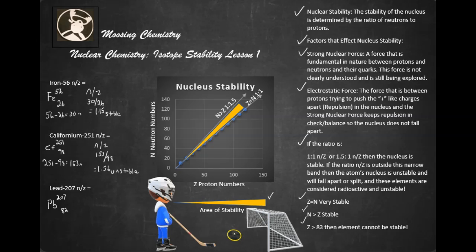All right, so let's figure out the number of neutrons. So we take 207 minus 82, and that is going to give us 125 neutrons. So remember, it's N over Z, so we're going to take 125 divided by 82, and this is going to give me 1.52. It's outside that range of 1.5. So this is unstable.